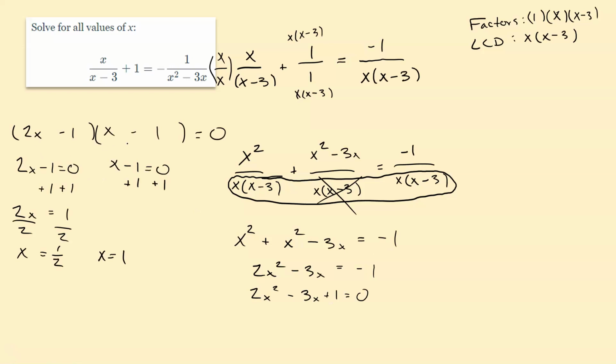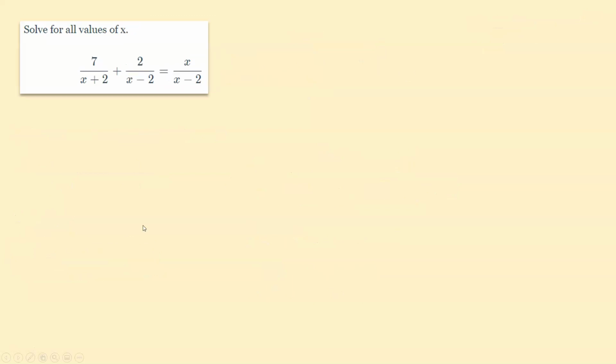So it factors to 2x minus 1 times x minus 1. Set each of the factors equal to 0. Add 1, divide by 2, and you get x equals 1/2. Add 1, you get x equals 1. So these are your two solutions here. X equals 1/2 and x equals 1.